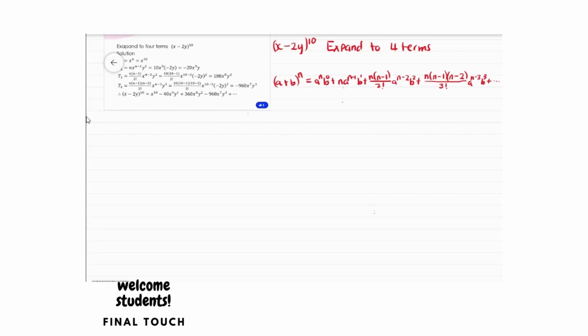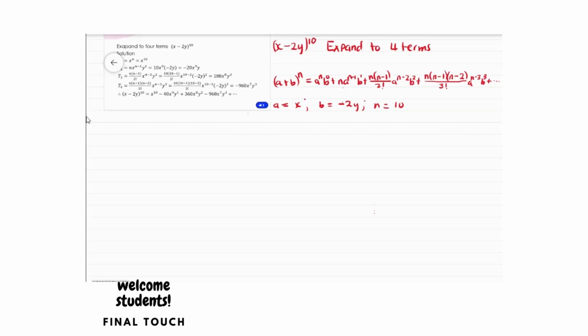Again, our next step is to equate the terms in the formula with the terms in the question. As we can see, A in the formula is equal to x, B in the formula is equal to negative 2y, and n in the formula is equal to 10. Once we have done this, it's more like we have a substitution. We are now substituting these terms into this equation.